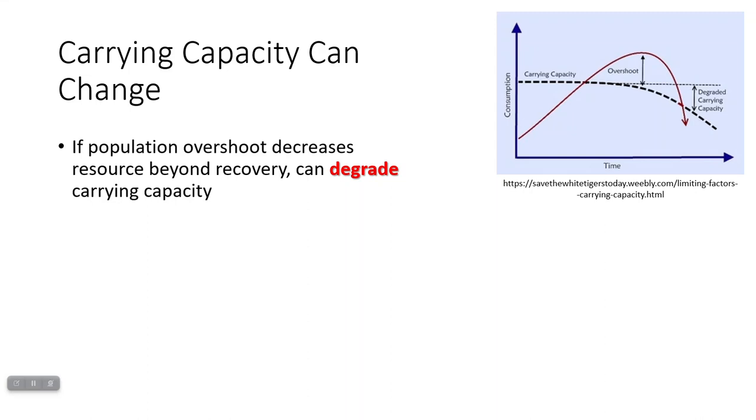I said earlier that carrying capacity can change. I wanted to point out that if you have a population overshoot and it basically decreases a resource beyond which it can recover, that can cause degradation of the carrying capacity, which is going to decrease or break down the carrying capacity so that it's lower. So here we see a graph, which is more of an economics thing, but it says consumption. We can replace that with population over time. And as you increase your population and you overshoot the carrying capacity, if you get a high enough population that it completely decreases some resource beyond which it can recover, that can degrade the carrying capacity.